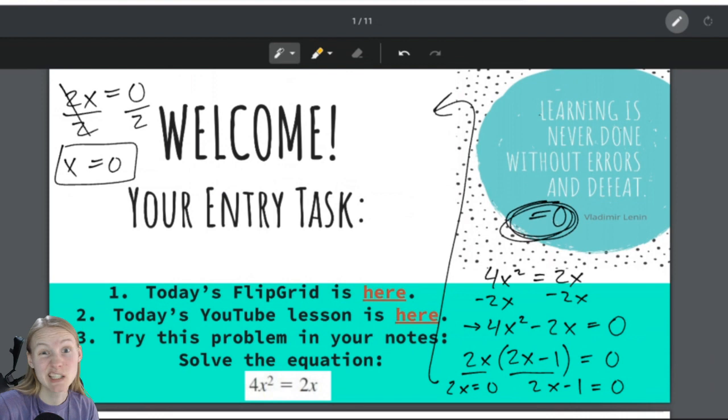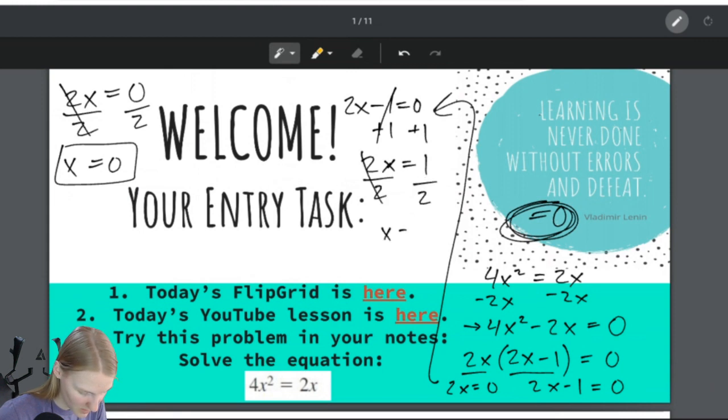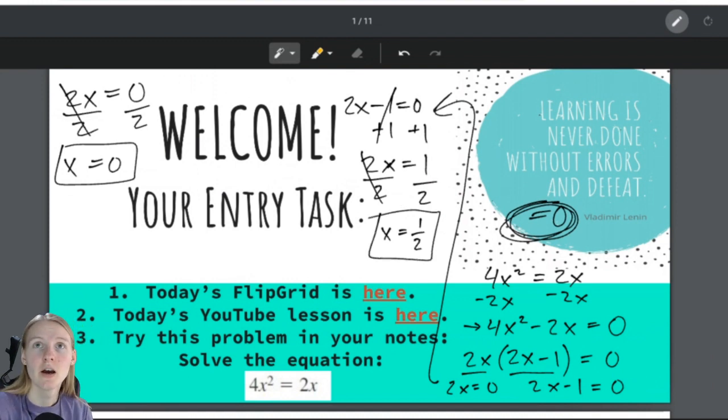I don't really need to divide by 2 though, because you see, if 2 times something is 0, that something has to be 0. We already know that. So you can do that instead of dividing by 2. And now if we have 2x minus 1 equals 0, I'm going to add 1 on both sides. 2x equals 1. And then divide by 2 on both sides. And I get that x is equal to 1/2. Awesome.